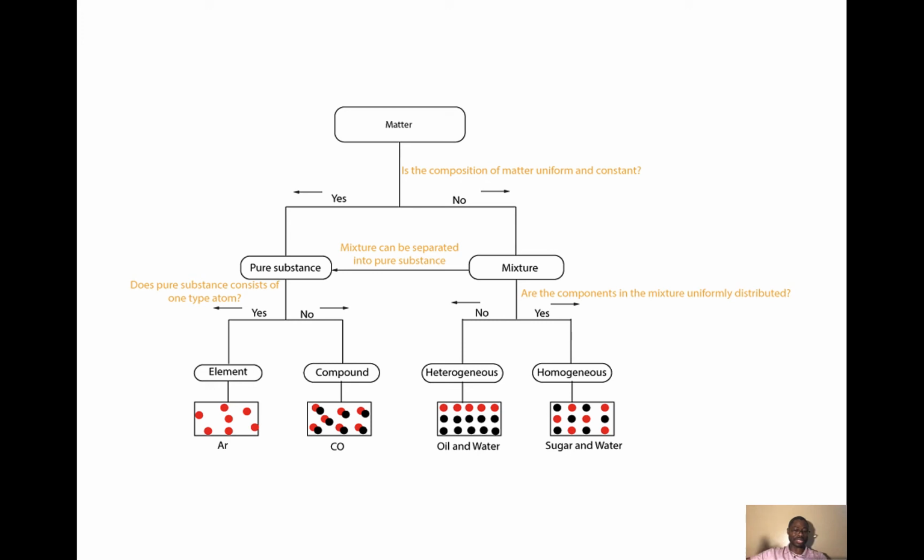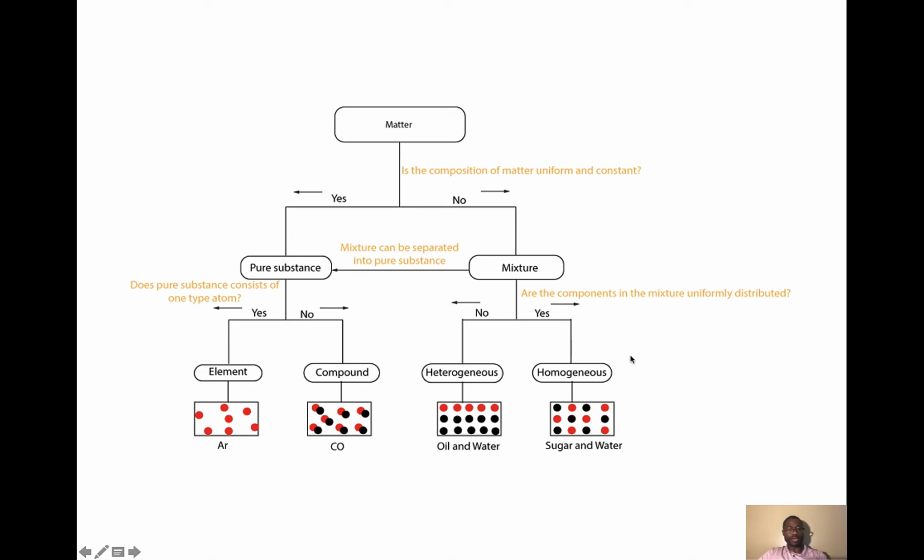So it's carbon monoxide throughout this particle model, and it has a fixed composition and it's uniform, which makes it a pure substance. Now, if it's a mixture, then the composition is not constant. The composition is uniform but not constant. So a mixture also can be heterogeneous or homogeneous.